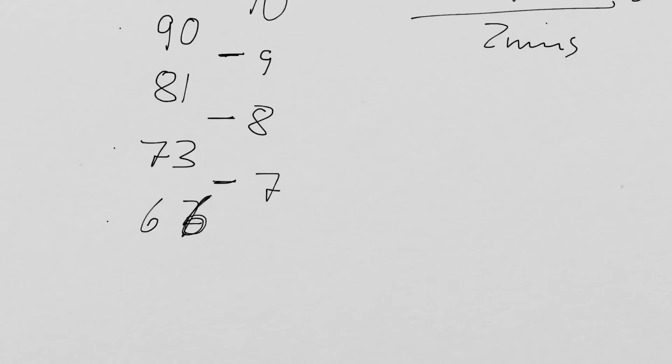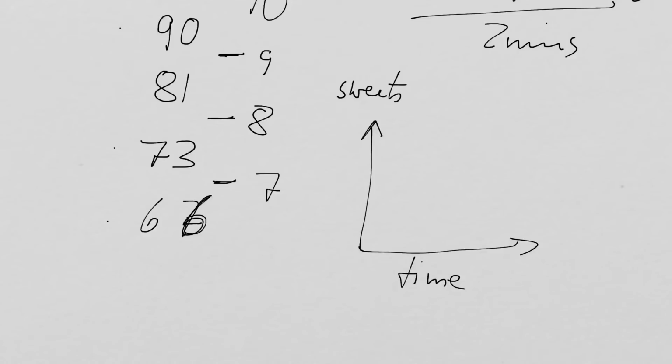Now, if we plot that, here is the number of sweets. Here's time. What we would get actually is, will it be a straight line? No, it won't be a straight line. It would be something like that. It would be a curve.